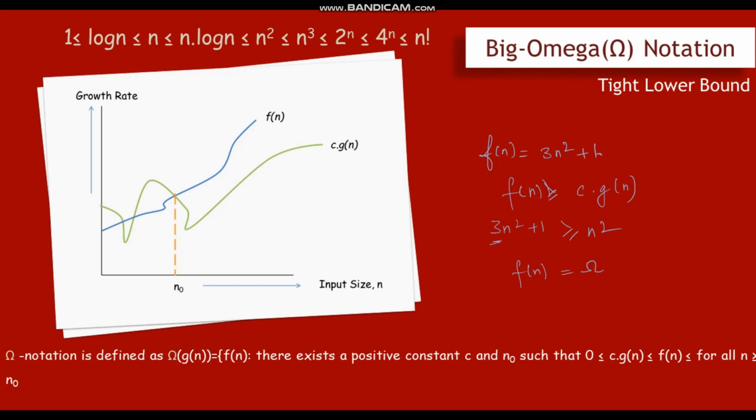Again, there are several possibilities for this lower bound. F of n is equal to big omega of n log n, because you can see that anything on the left hand side of n square can be treated as the lower bound. So if I say big omega of n log n or big omega of 1, these are acceptable lower bounds for the function 3n square plus 1.